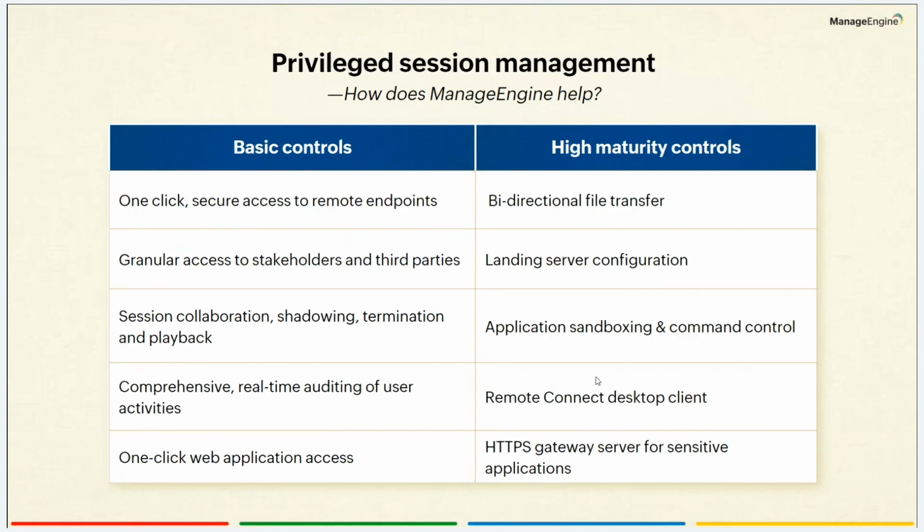So these are some of the basic controls, but more high maturity or advanced controls are available for more mature organizations, like the ones you see on the right side. We have bidirectional file transfer in case you want to allow files to be transferred between two different servers, and of course have audits of this transfer that can be done through PAM 360. We also have a landing server configuration that can be made. Suppose you're not able to provision access directly to a user to a particular server in the environment, you can have landing servers configured, in other words, jump servers, so that hops can be made in the background to establish this connection or provide access to the end user.